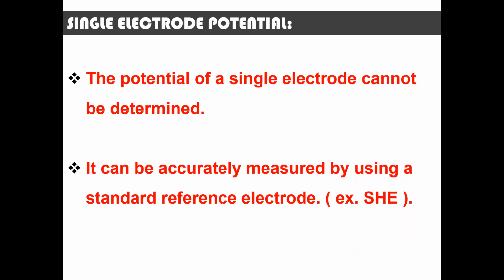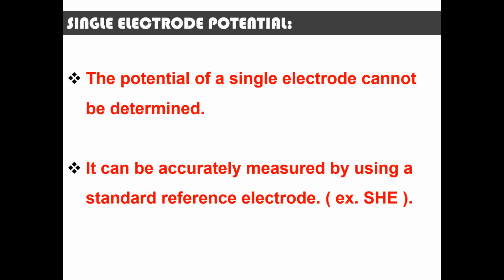The potential of a single electrode cannot be determined. If you want to determine the potential of a single electrode, it is impossible. Then how can you determine the potential of a single electrode? By using a standard reference electrode, only then can we easily find out a single electrode potential.